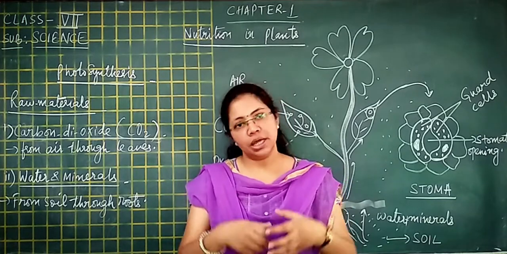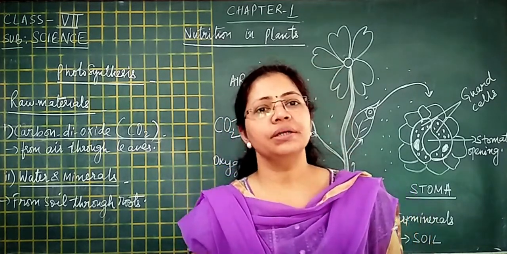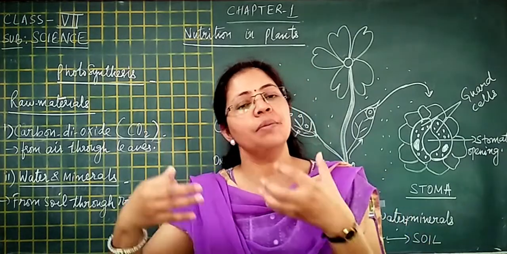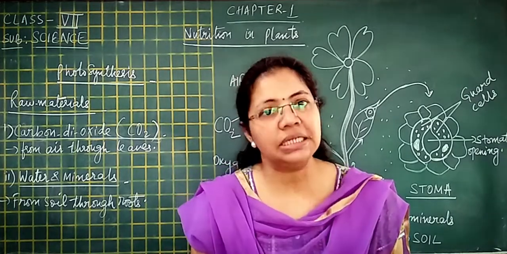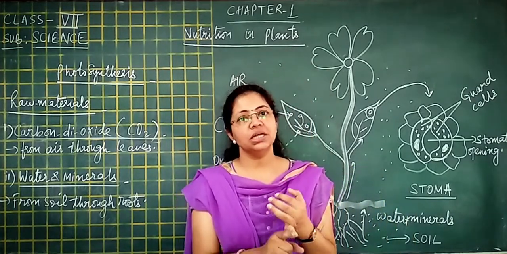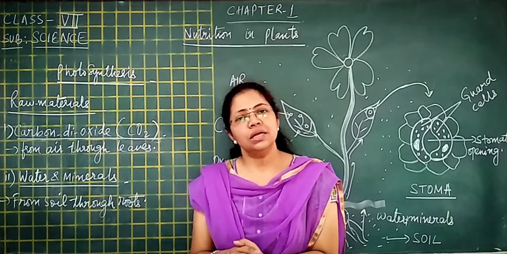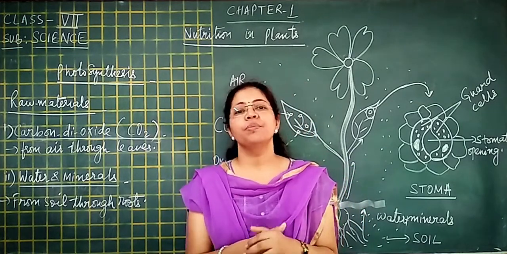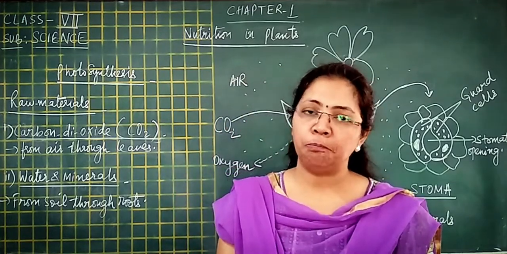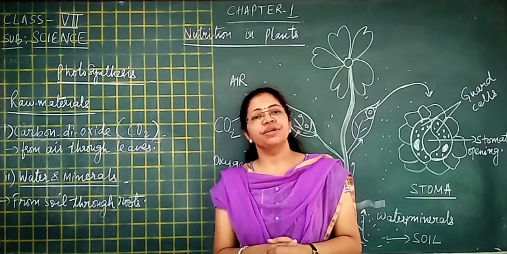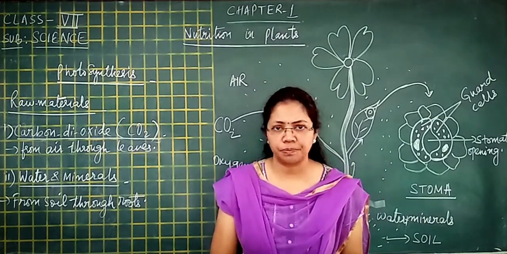So students, now we know that for photosynthesis plants require some raw materials and some specific conditions. In raw materials they need carbon dioxide, water and minerals, and in conditions they require the presence of sunlight and the presence of chlorophyll. So students, in this video we will discuss a bit more about photosynthesis.